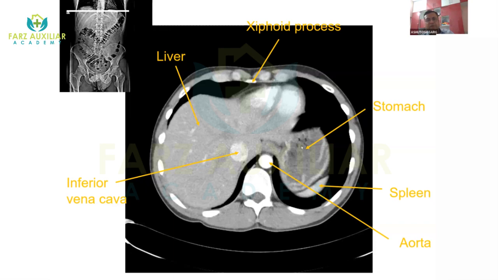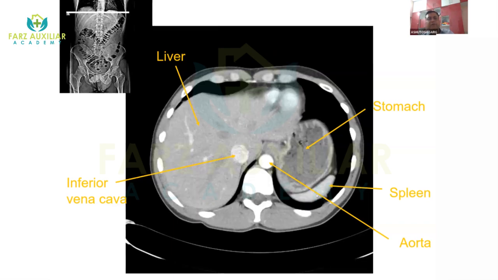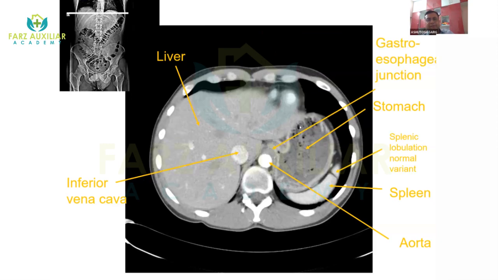Now this is rugae of the stomach, and this small structure is the spleen. Now spleen coming forward, and this is the stomach, and there is air in the stomach, and this is the splenic lobulation. It may be a normal variant of the spleen.